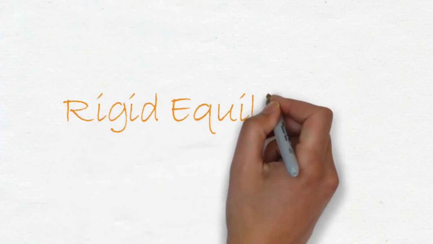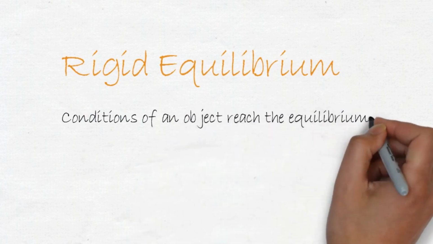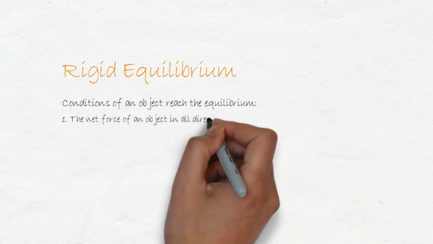Enough with the first chapter, now let's move on to the second chapter, that is torque and equilibrium, that will be discussed by Almas. Rigid equilibrium. But before that, there are conditions for an object to reach equilibrium. The first one is the net force on an object in all directions must be zero. It contains Newton's second law.